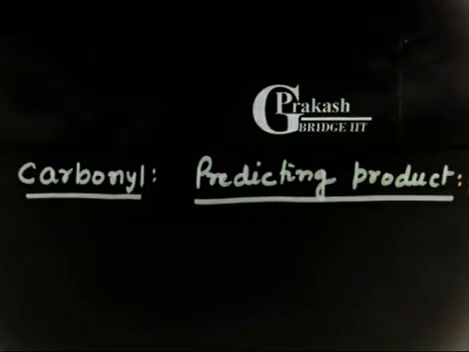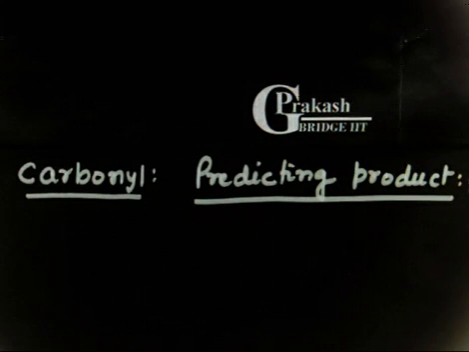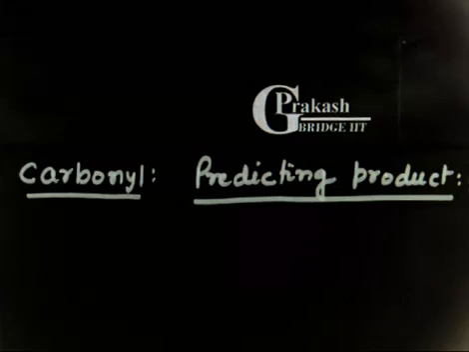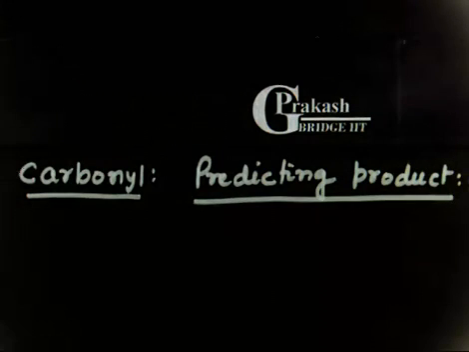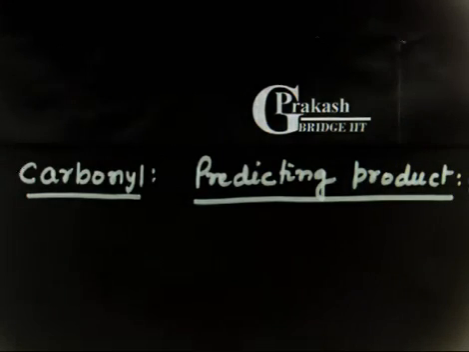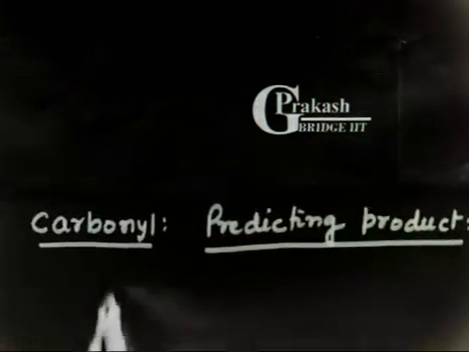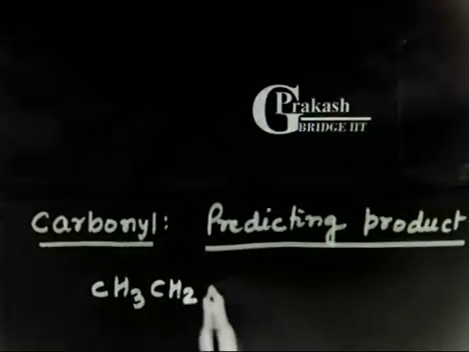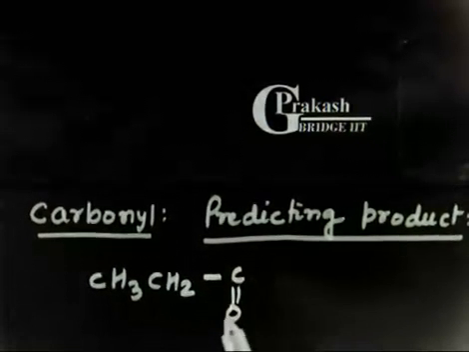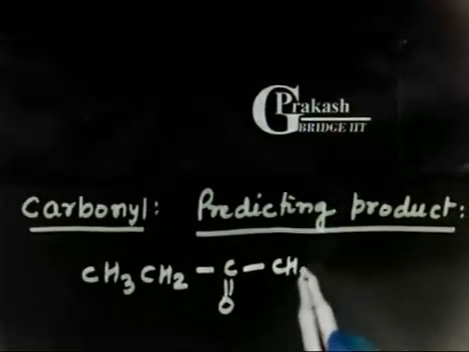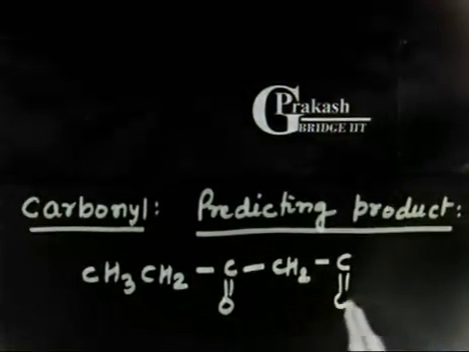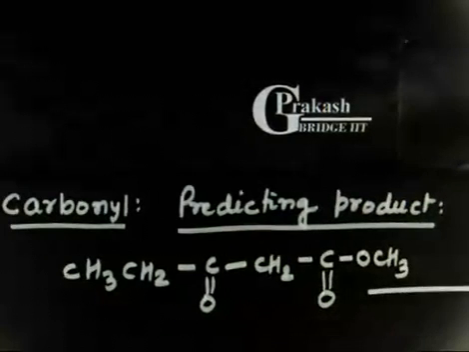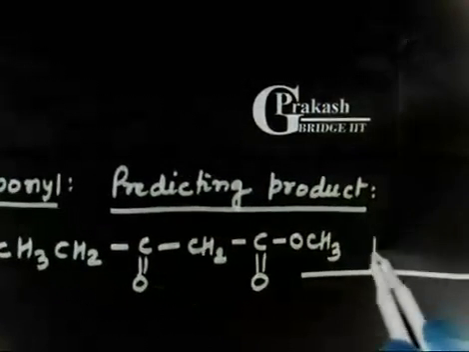Okay, in each of the following reactions we have to write down the product that is possible. So the first question we have is CH3, CH2, C double bond O, then CH2, C double bond O, OCH3.